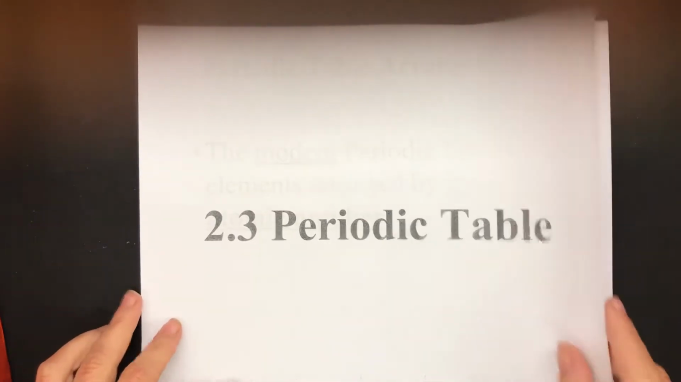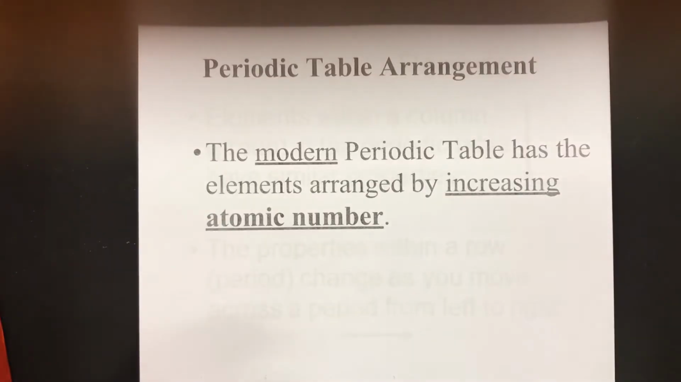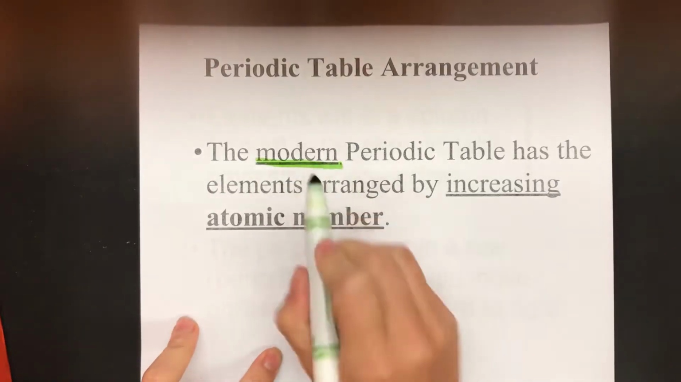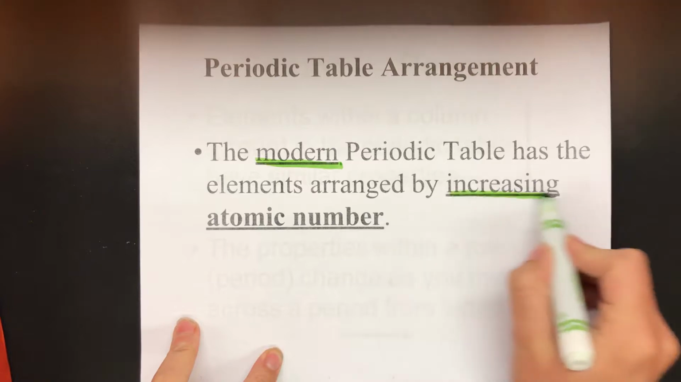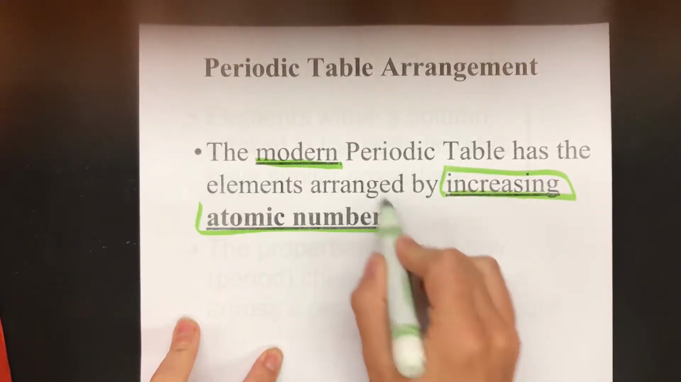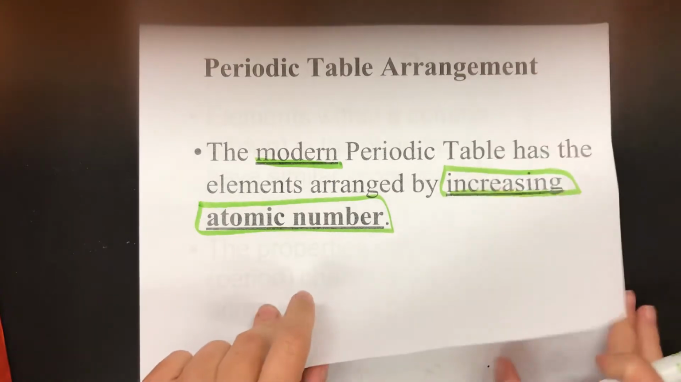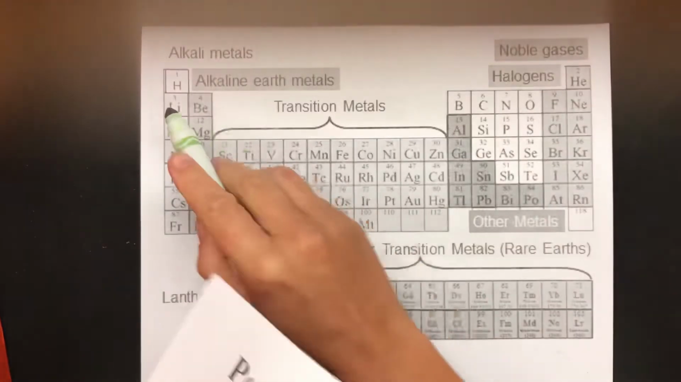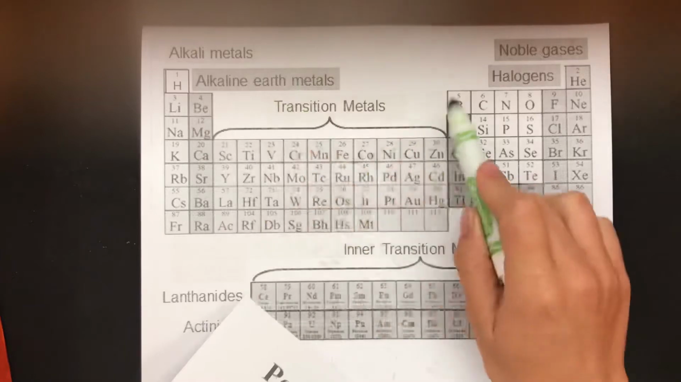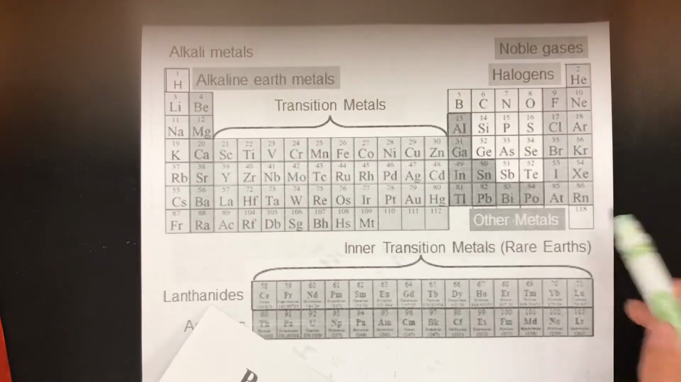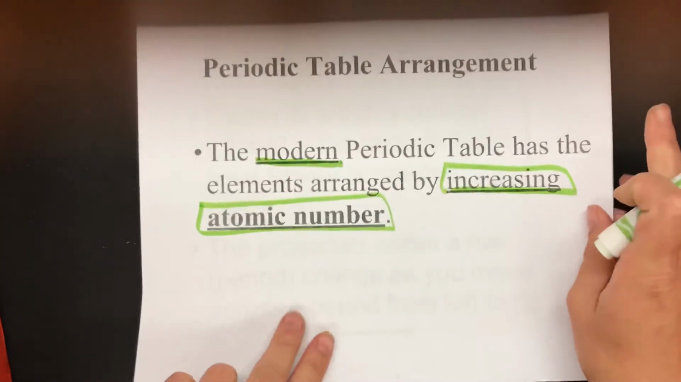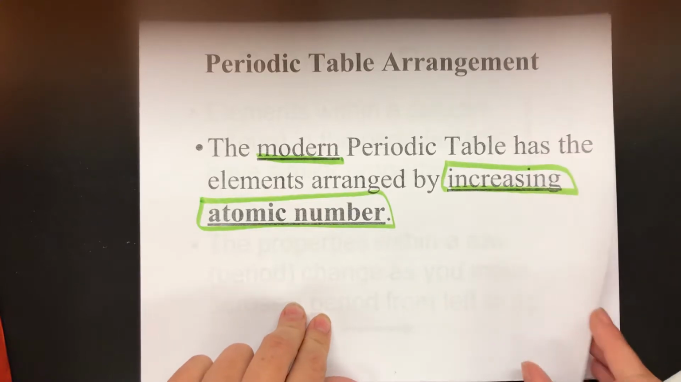2.3 periodic table. First, we need to talk about how the periodic table is arranged. The modern periodic table is arranged by increasing atomic number. If you were to look at it, it starts with atomic number 1, 2, 3, 4, 5, 6, all the way down to 118. So it's in order by atomic number.